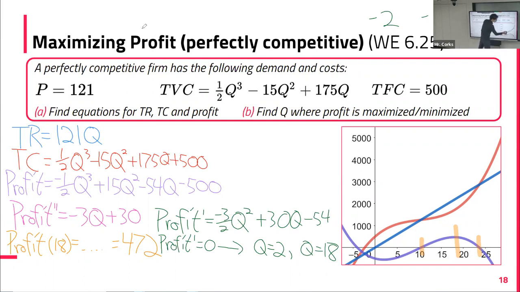So where the blue one and the red one meet, that's where total cost and total revenue are equal. That's also the break-even point on our profit one. And this intersection point here is the same as our other break-even point for profit. So it looks like we have a maximum profit point here where Q is equal to 18.